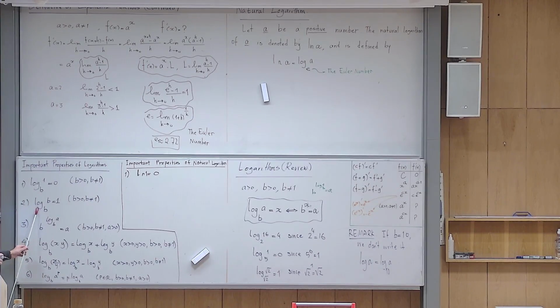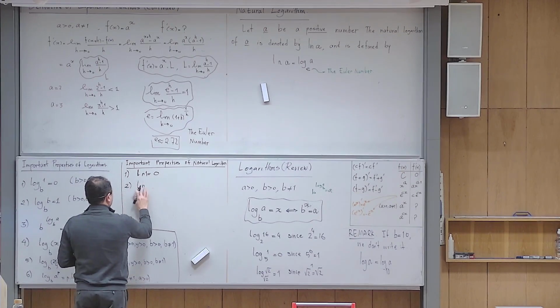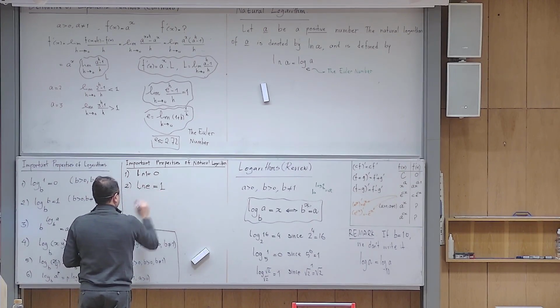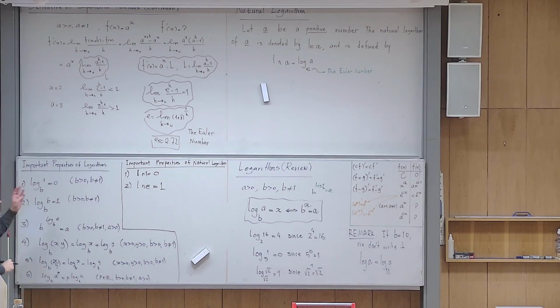What about this one? How do you read this in this new context? You change b to e, so this becomes the logarithm of e to the base e is 1. But instead of writing logarithm of e to the base e, people simply write ln of e. So ln of 1 is 0. I don't remember whether they are given in the formula sheet or not, but I want you to know at least that ln of e is 1.